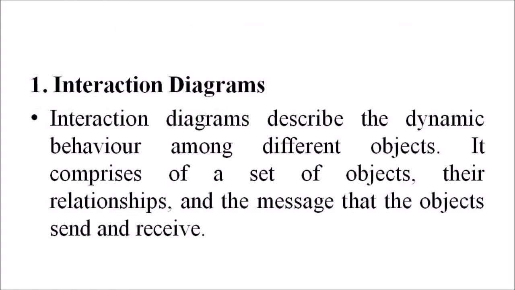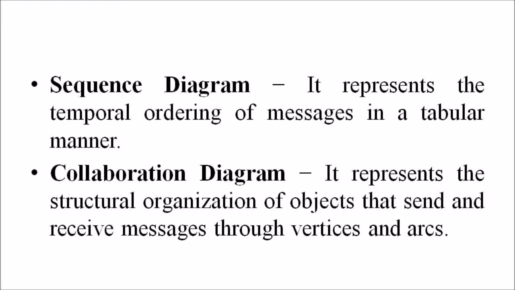The interaction diagram describes the dynamic behavior among different objects. It comprises a set of objects, their relationship, and the messages that the objects send and receive. Thus, an interaction models the behavior of a group of interacted objects. The two types of interaction diagrams are sequence diagram and collaboration diagram.